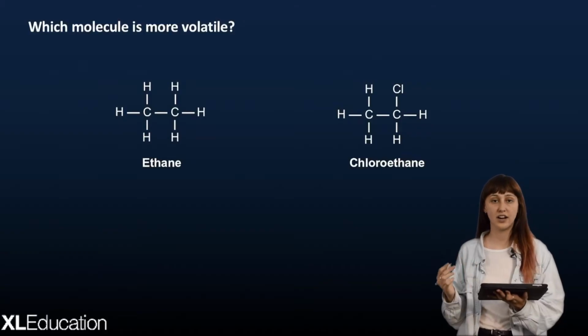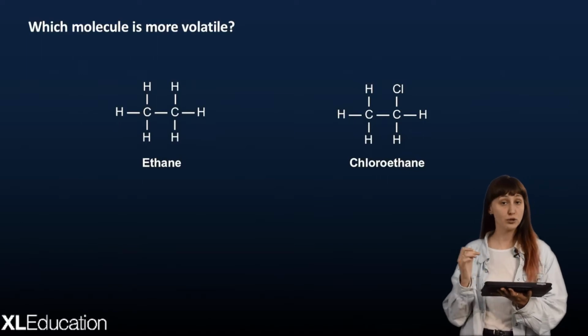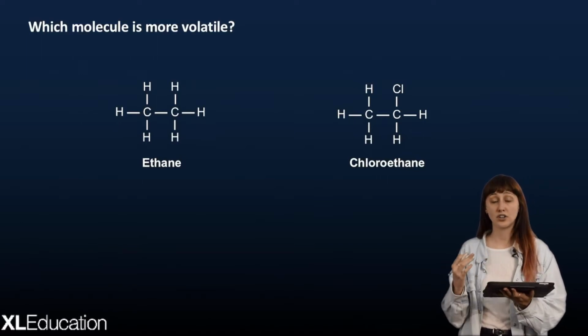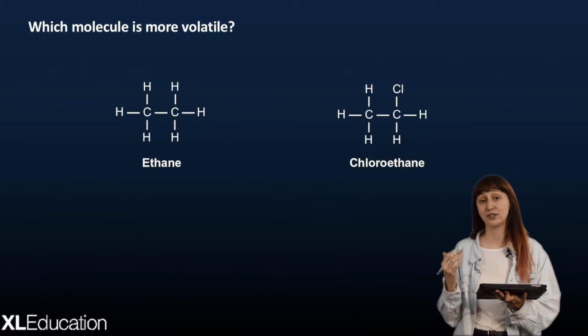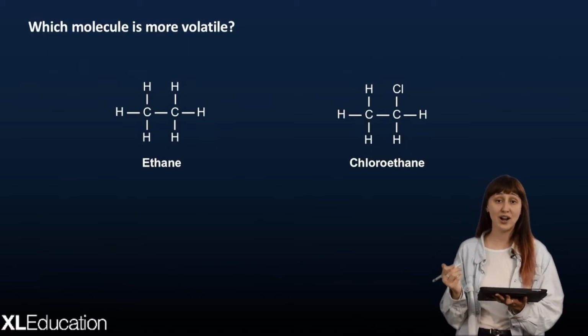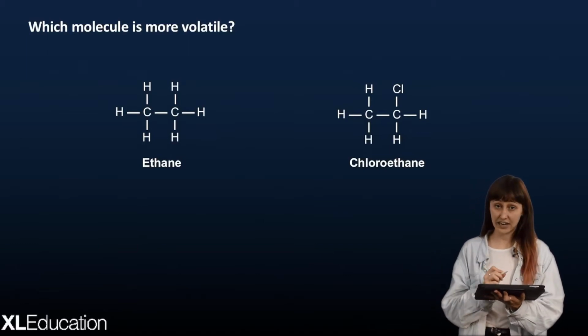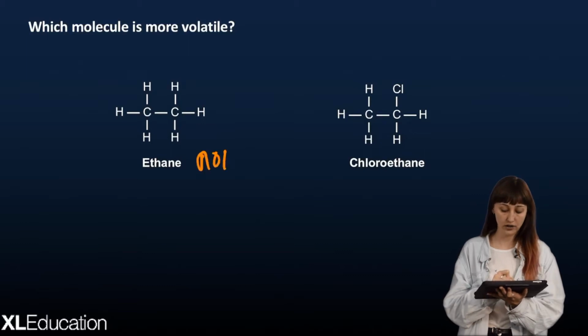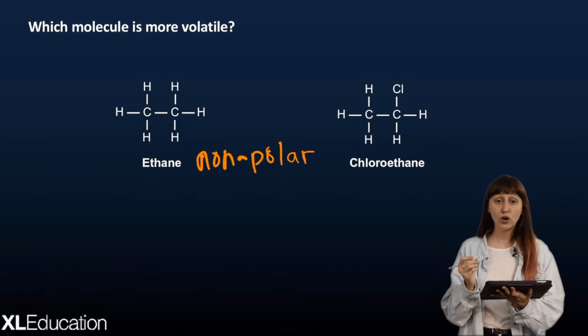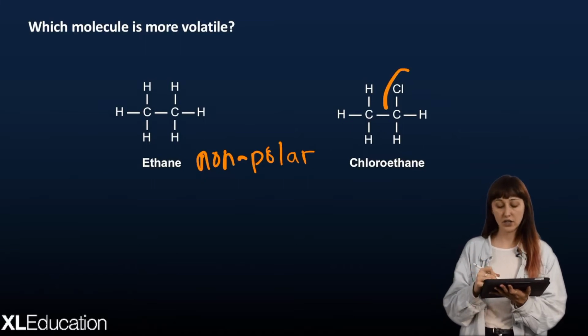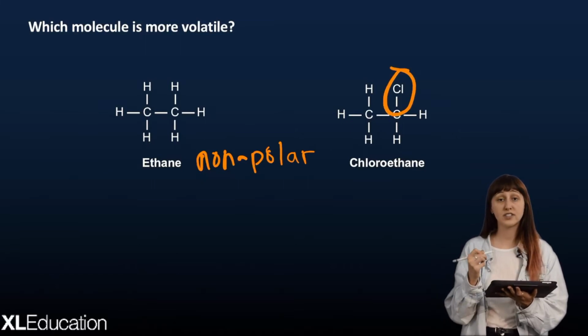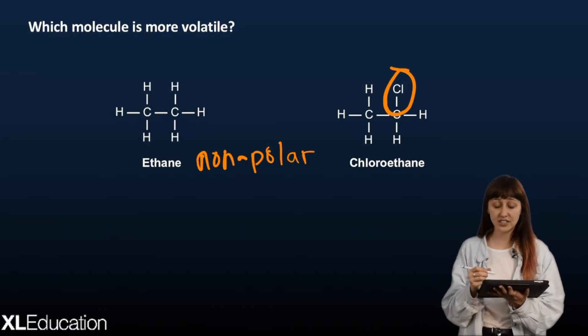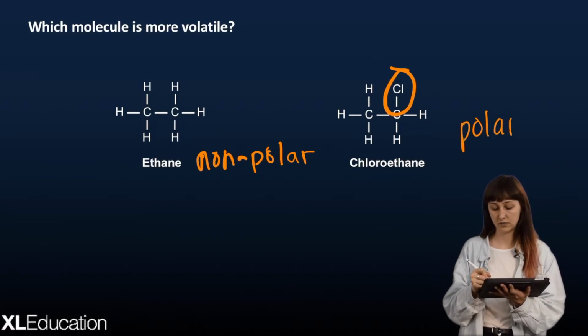So let's have a look at this. We have ethane and chloroethane. Which of the two is going to be more volatile? Well, they both have 2 carbons, and neither of them are branched, so we can't use the size of the molecule to explain this. So we have to use polarity. If we look at ethane, we can see that it is nonpolar. However, chloroethane is polar because of the chlorine, therefore resulting in a net dipole moment. So this is a polar molecule.